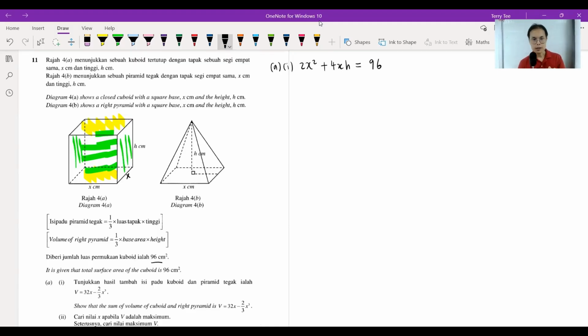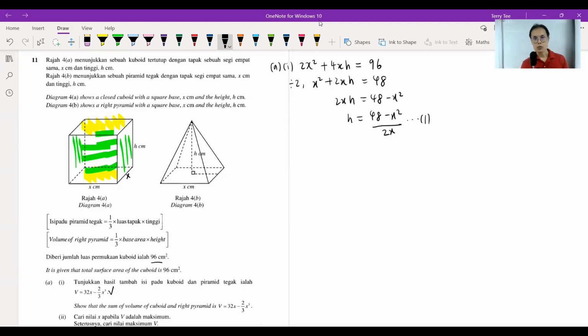So you notice that the formula here doesn't have any h. The final answer has no h, everything in terms of x. So I must get rid of h. To get rid of h, I must make h the subject. So let's divide by 2: x squared plus 2xh equals 48. Make h the subject: 48 minus x squared, then divide by 2x. So h is 48 minus x squared over 2x. You can separate it into 2 and divide them if you want, but I'll just leave it like this for now.